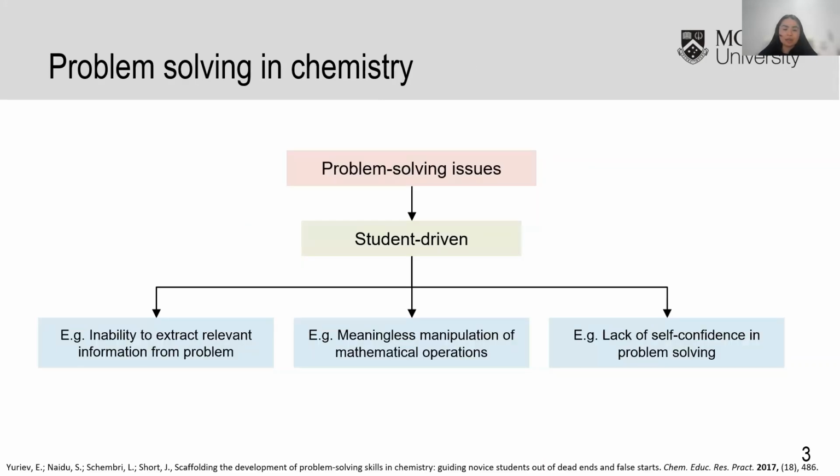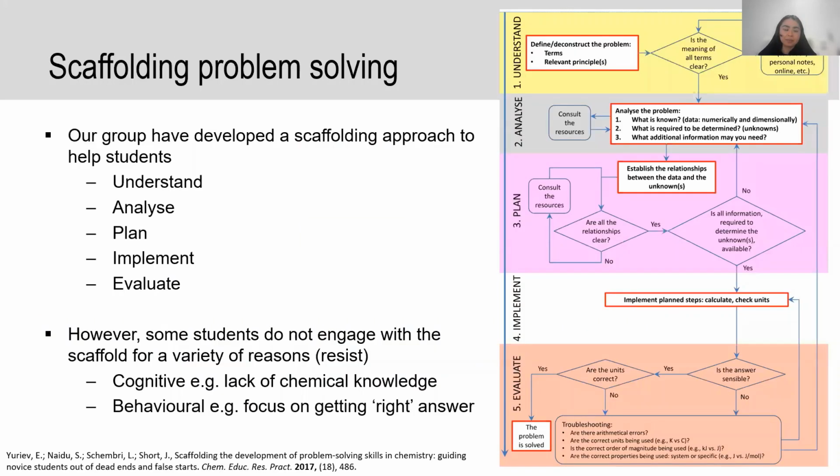Problem solving is a fundamental skill in chemistry, but unfortunately students have difficulties with this skill, and that could be due to a variety of reasons, such as the inability to extract relevant information from problems, meaningless manipulation of mathematical operations, or due to a lack of self-confidence in problem solving.